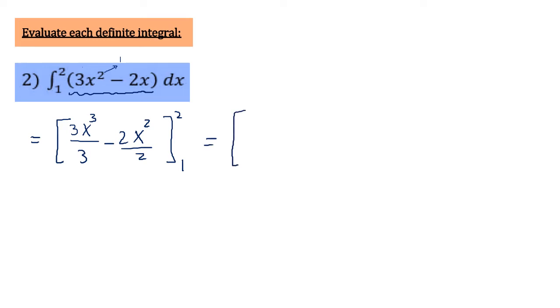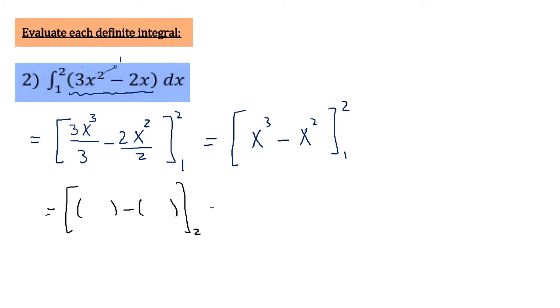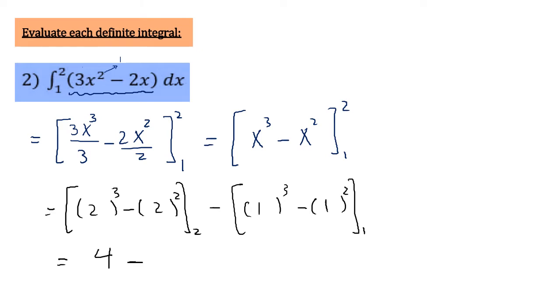Let's simplify it. 3x to the power of 3 divided by 3 is x power 3, minus 2x squared divided by 2 is x squared, from 1 to 2. So I'm going to replace x with 2 minus the value of x when I replace it with 1. So 2 to the power of 3 minus 2 to the power of 2, minus 1 to the power of 3 minus 1 to the power of 2. So 2 power 3 is 8, 8 minus 4 is 4, minus 1 minus 1 is 0, so it's 4 minus 0, so it's equal to 4.